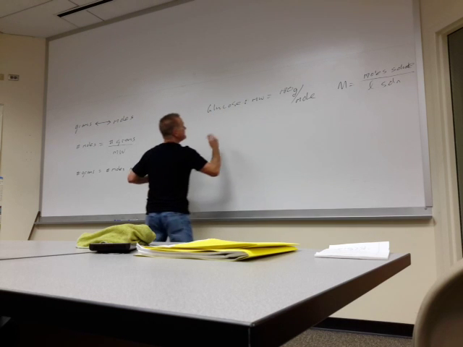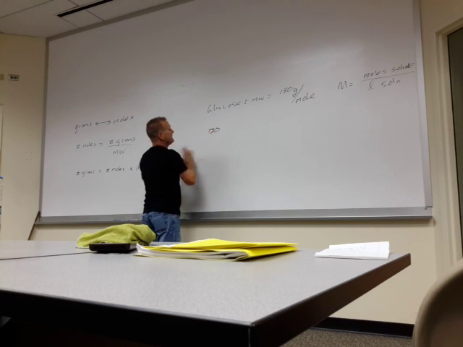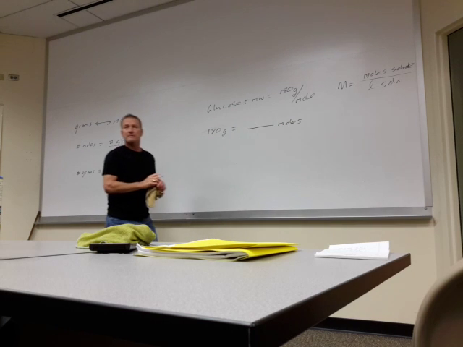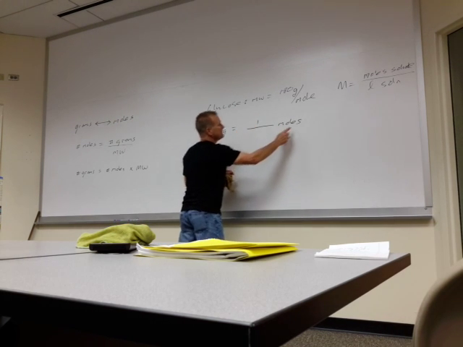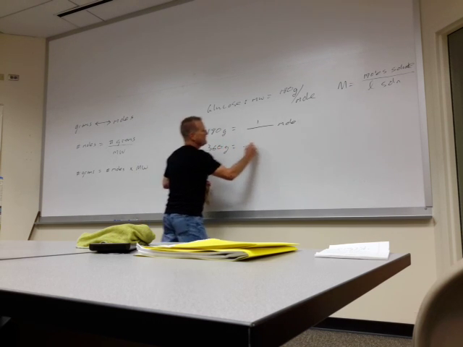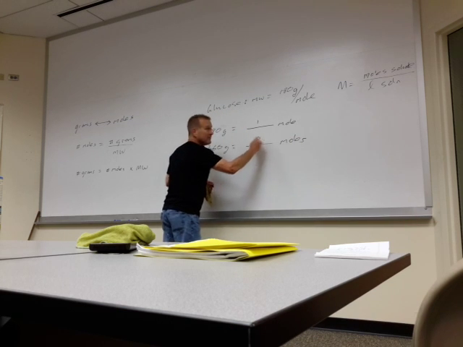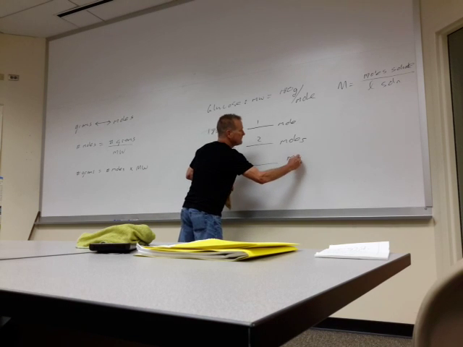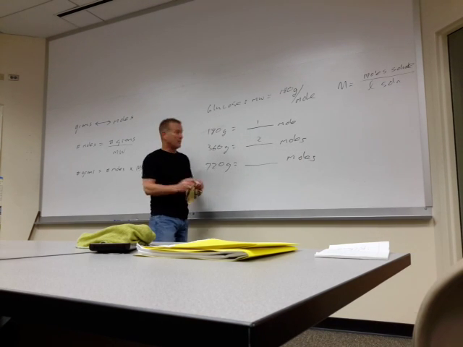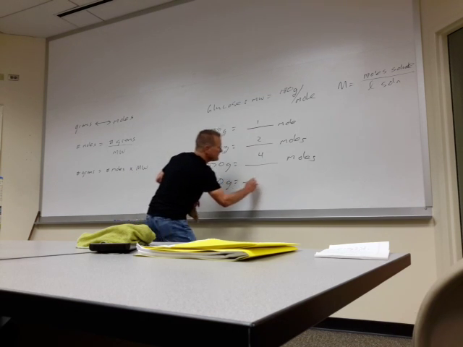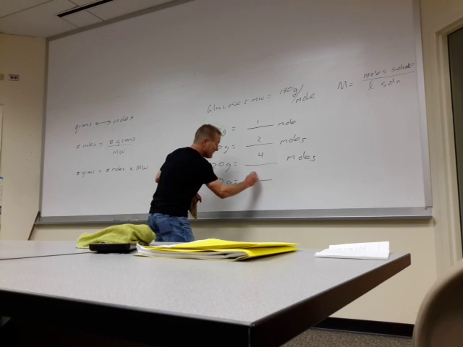So if I have 180 grams, how many moles do I have? 1. What if I had 360 grams? 2 moles. What if I had 720 grams? How many moles would I have? 4. What if I had 90 grams? 0.5.